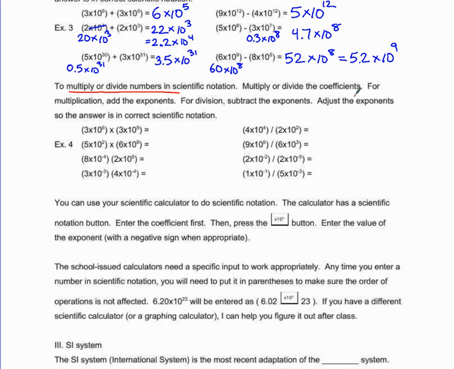So in the first one, we have 3 times 10 to the 5th times 3 times 10 to the 5th. Multiplying. Multiply the coefficients. 3 times 3 is 9. Times 10, and we are adding the exponents. 5 plus 5 is 10, and we get 9 times 10 to the 10th power.